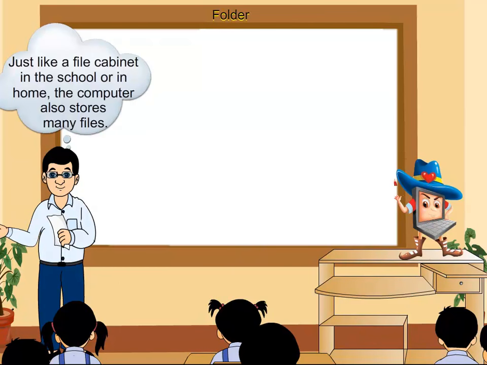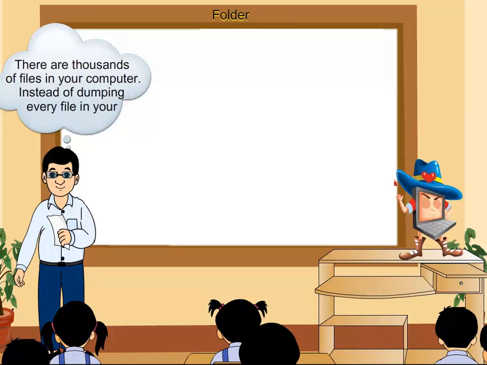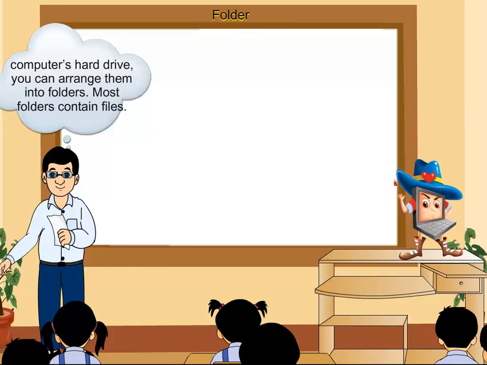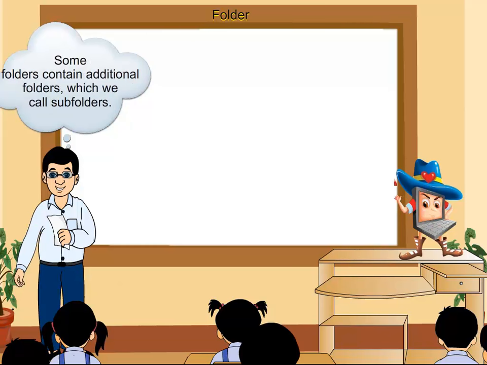Folder. Just like a file cabinet in school or at home, the computer also stores many files. There are thousands of files in your computer. Instead of dumping every file on your computer's hard drive, you can arrange them into folders. Most folders contain files. Some folders contain additional folders, which we call subfolders.